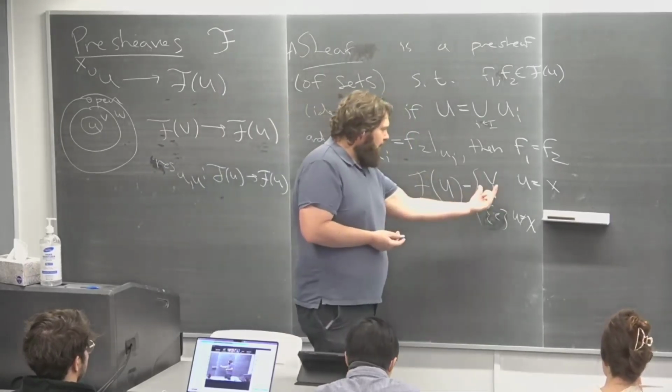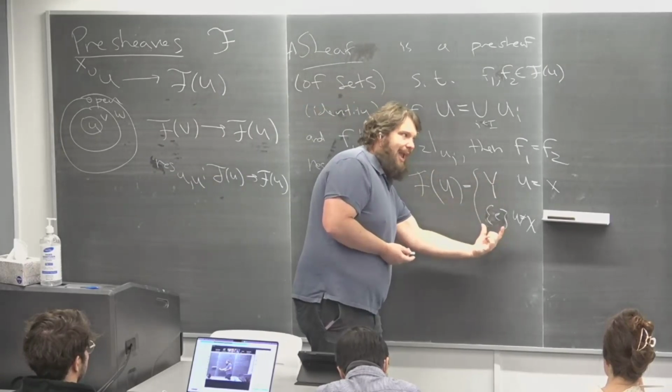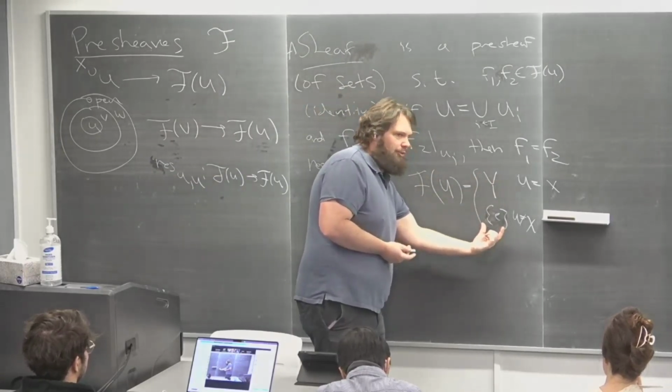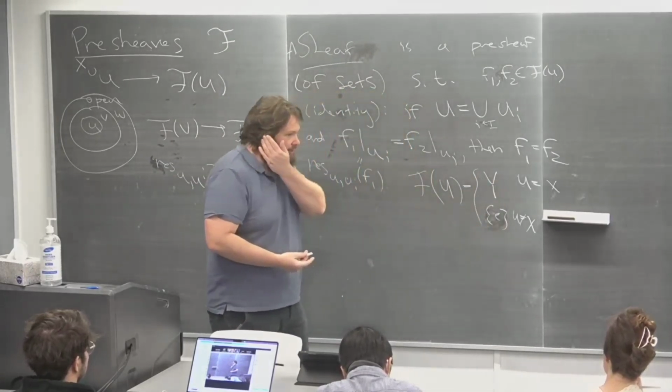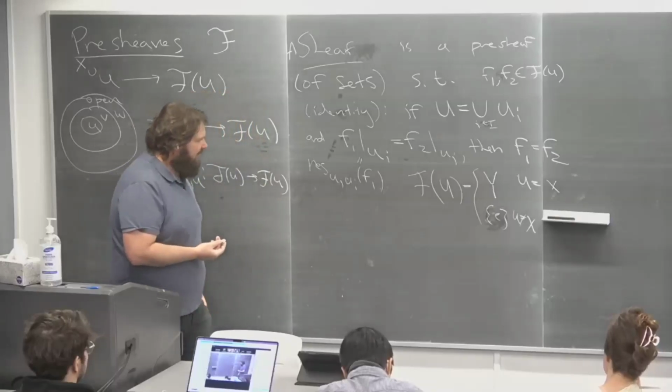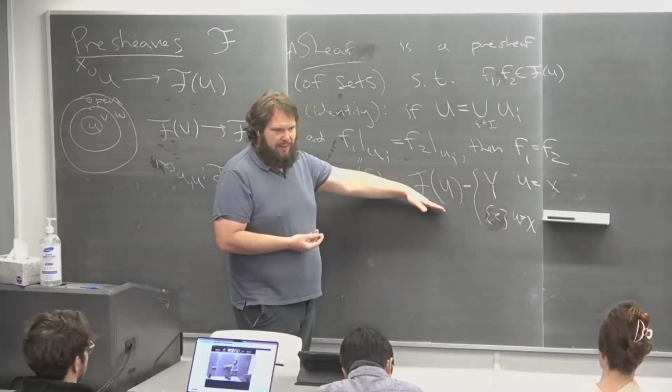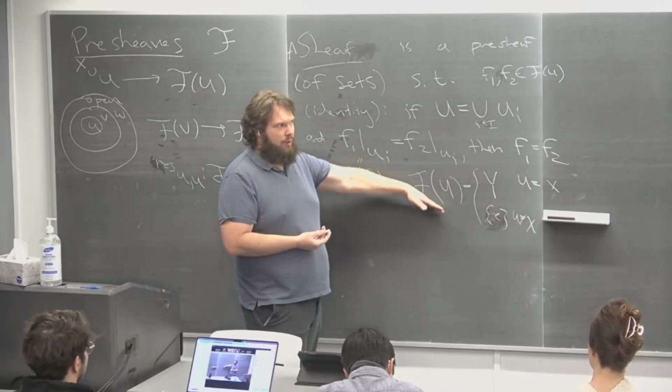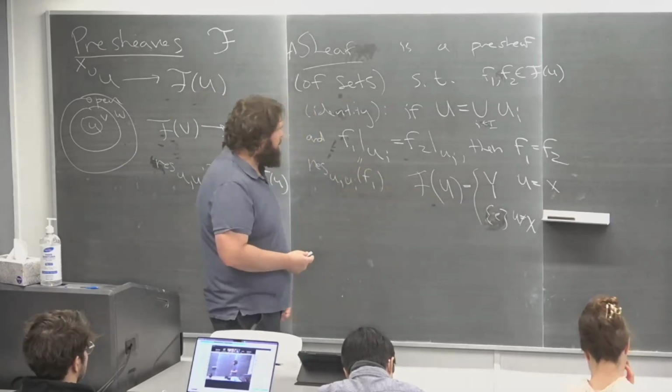So this is a perfectly good pre-sheaf, but it's obviously not a sheaf, right? Any two elements of Y, when I restrict them to any open cover that doesn't contain the whole thing, I'm always going to get the same elements. So this is the kind of dumb stuff you can do if you're thinking about pre-sheaves that we don't want to allow when we take sheaves.